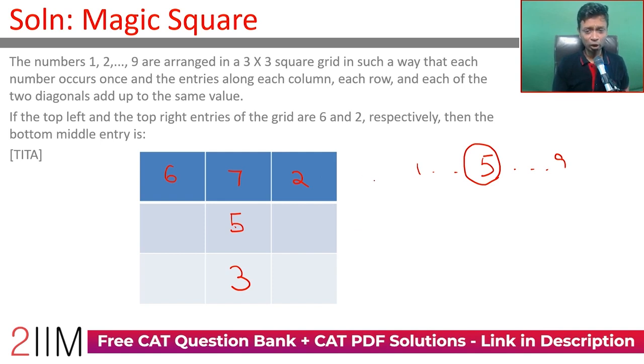The key idea here, find the total sum. Therefore, you are able to find the sum of each row or each column. Each row, each column, each diagonal all add up to 15. And so now you can fill the entire grid.